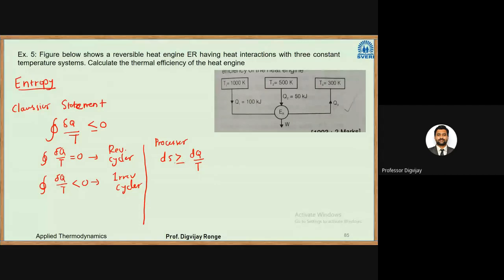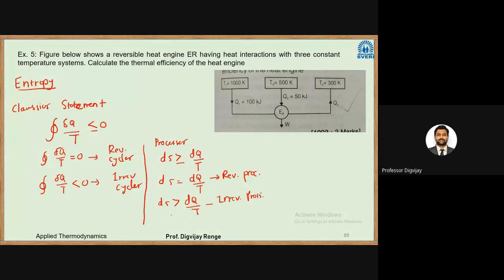So dS is equal to dQ/T for reversible processes. dS is the change in entropy. This is the property of the system which is called entropy. Entropy is the randomness inside the system. And dS is always greater than dQ/T for irreversible processes.